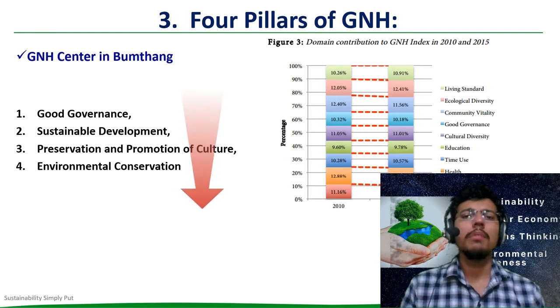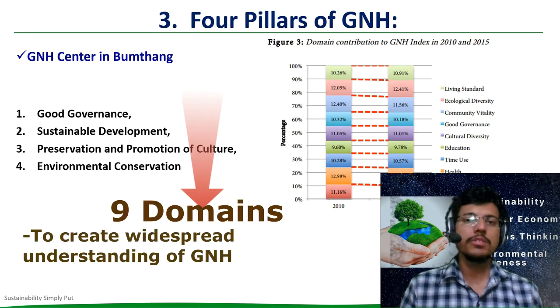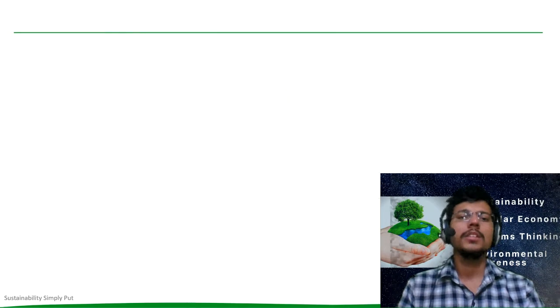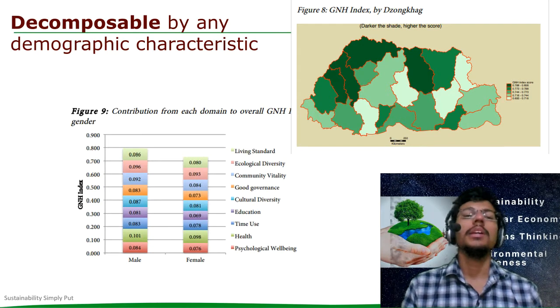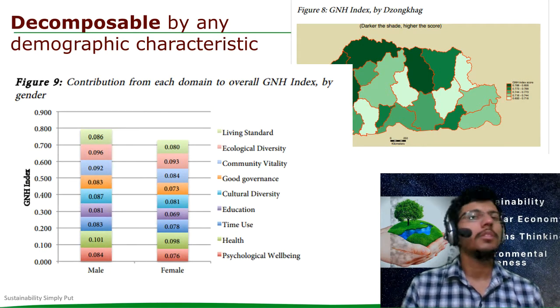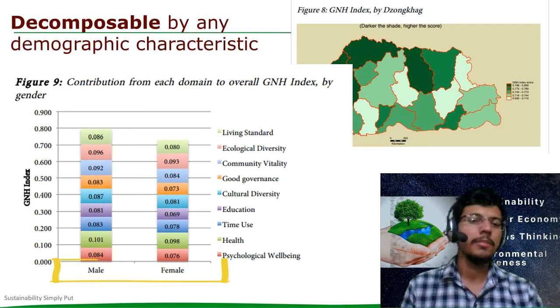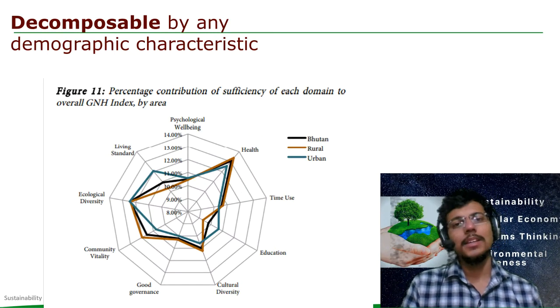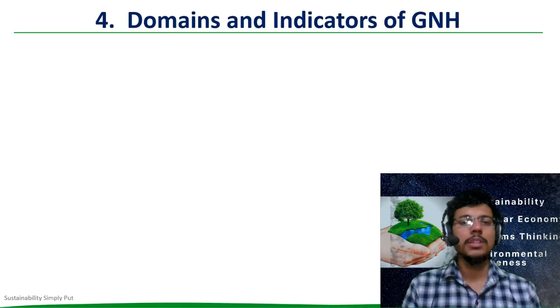Lately, the 4 pillars have been further classified into 9 domains in order to create a widespread understanding of gross national happiness and to reflect the holistic range of this index. The Gross National Happiness Index is decomposable by any demographic characteristics, meaning it can be broken down by population group. For example, to show the composition of gross national happiness among men and among women, or by district or by dimension, for example, to show which group is lacking in education. The indicators and domains aim to emphasize different aspects of well-being and different ways of meeting underlying human needs.